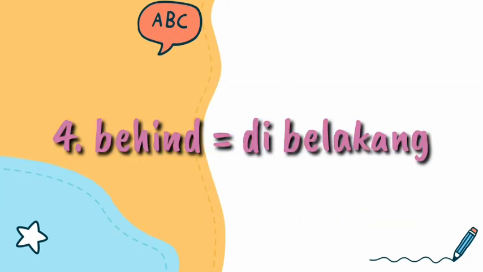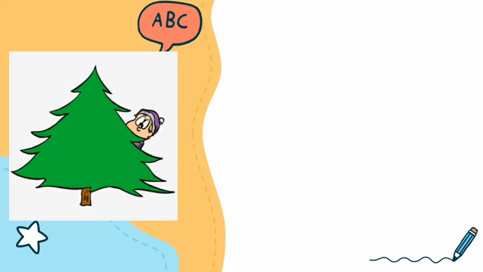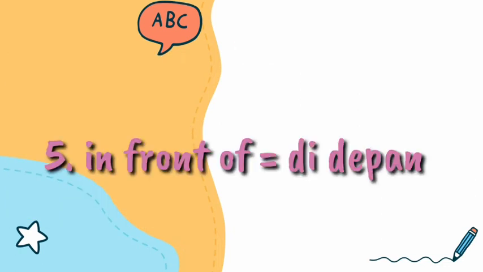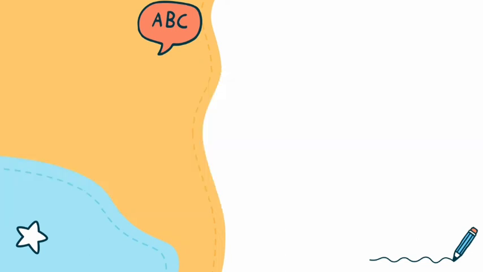The fourth is behind. In bahasa Indonesia, behind is di belakang. So I will give you an example of behind. The man is behind the tree. The fifth is in front of. Here is the example of in front of. The teacher is in front of the whiteboard. Let's move into the next prepositions.